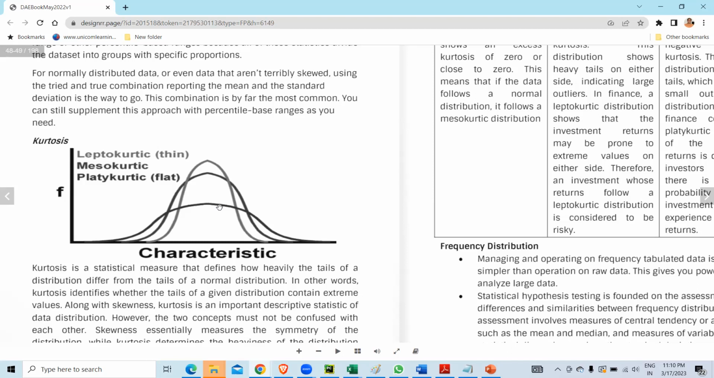So leptokurtic is thin. That means the leptokurtic graph has the lowest standard deviation. Which one is the thin one here? Leptokurtic, the tall one. So that's good data basically. If you're talking about deviation, we don't want deviation, so this is the better one. And this is what we'll be talking about for the rest of the class.